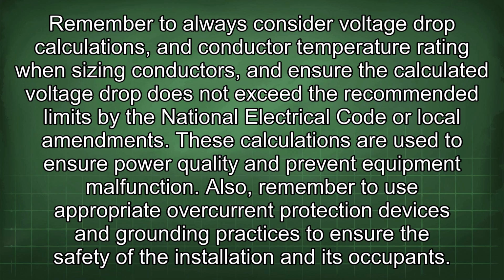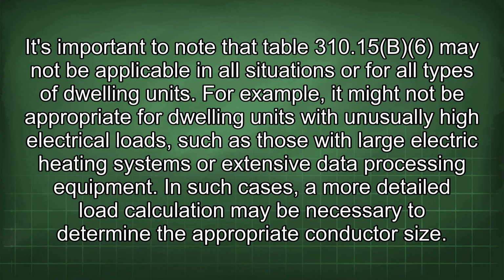Also, remember to use appropriate overcurrent protection devices and grounding practices to ensure the safety of the installation and its occupants. It's important to note that Table 310.15(B)(6) may not be applicable in all situations or for all types of dwelling units. For example, it might not be appropriate for dwelling units with unusually high electrical loads, such as those with large electric heating systems or extensive data processing equipment. In such cases, a more detailed load calculation may be necessary to determine the appropriate conductor size.